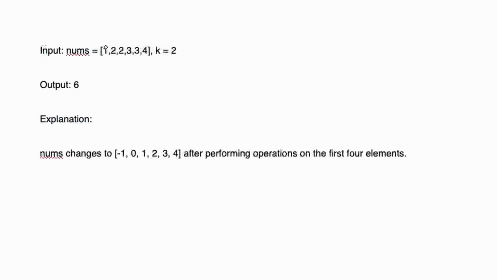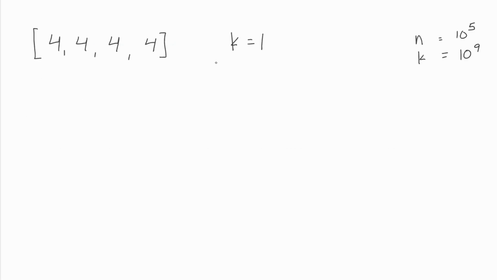So the example given is 1, 2, 2, 3, 3, 4 as our array, and k is 2, and we're going to output 6. And we do that because after performing these operations, we can change nums to -1, 0, 1, 2, 3, 4, and we have 6 distinct elements in that array. So we return the number 6. So we're going to look at a slightly different example, but I think it demonstrates well how this problem works.